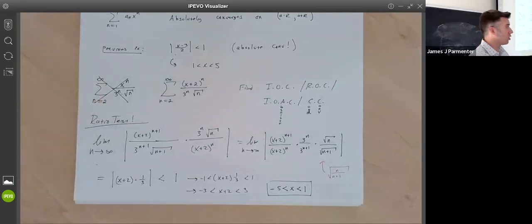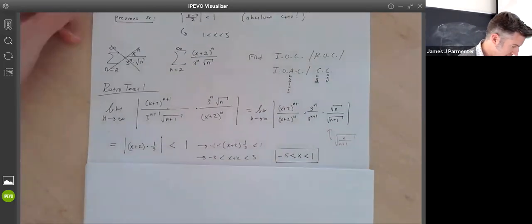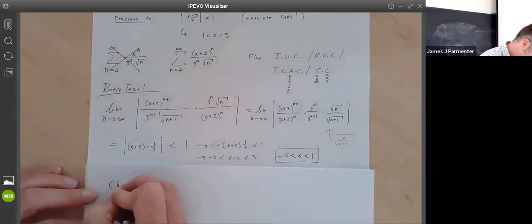And I know for sure that the series converges absolutely on that interval. It might also converge absolutely at the endpoints, but it might not. It might not even converge at all at the endpoints. We have to check them. So let's check the endpoints.